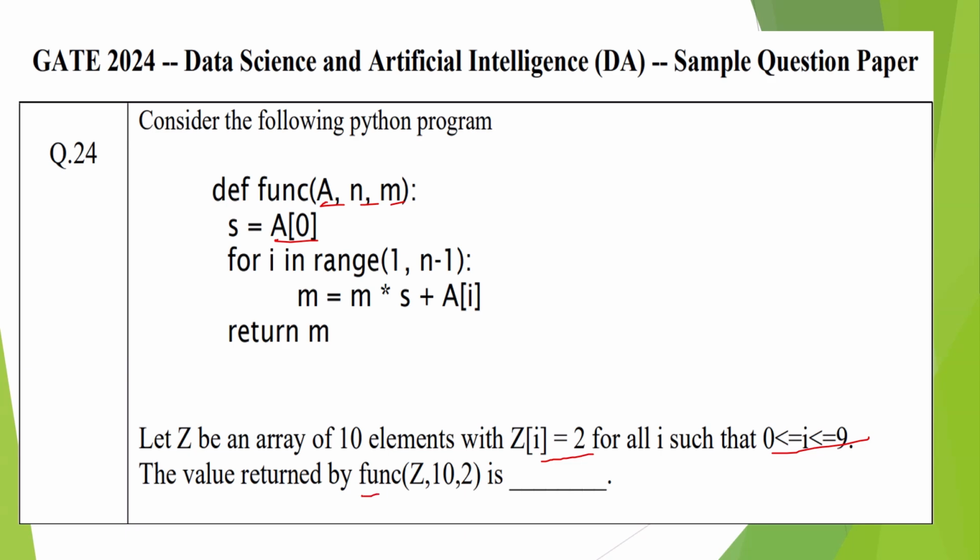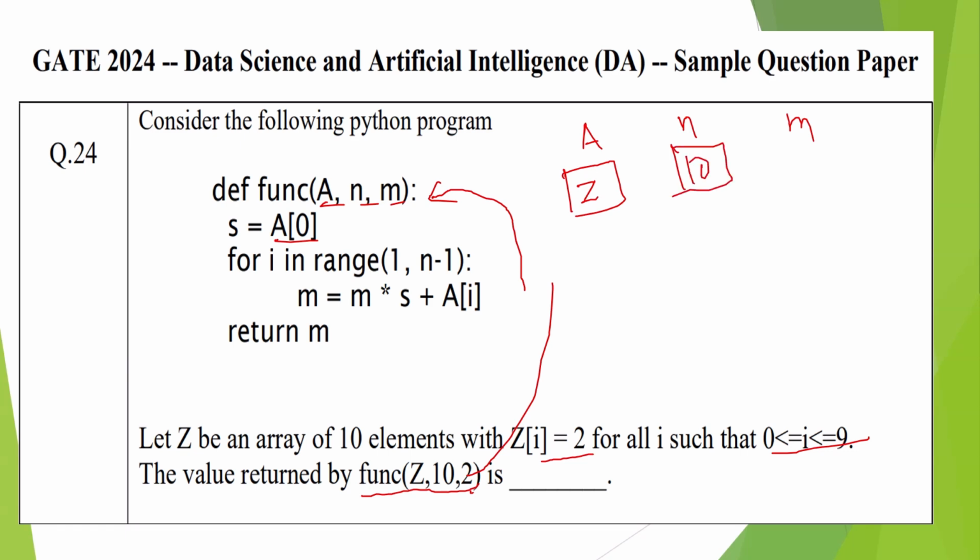So what is our return value if we call this function? What will be the return value? If we call this function, it will go here, and we have a, n and m. In a it will go z, in n it will go 10, and in m it will go 2. I will show you the live demonstration also for this program.